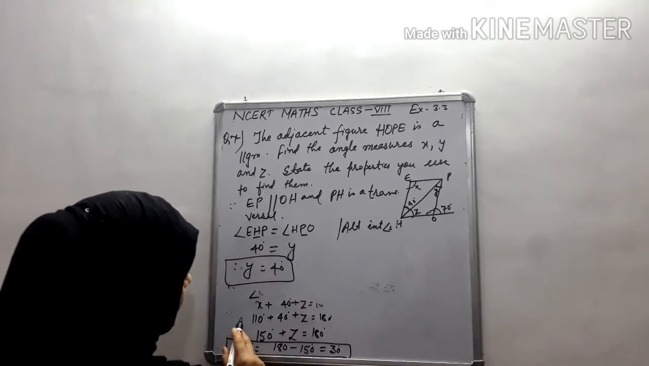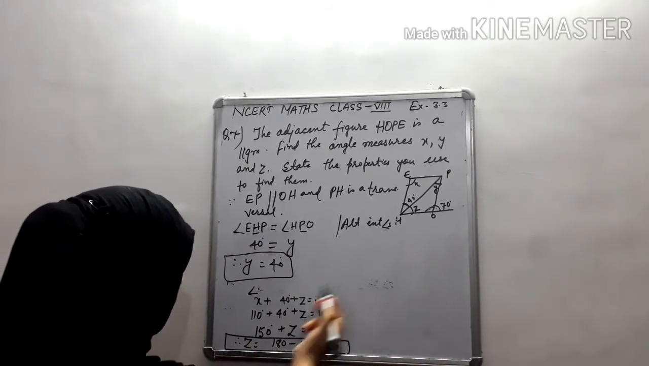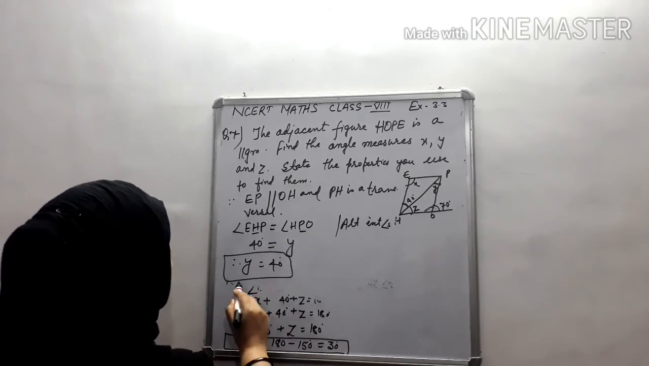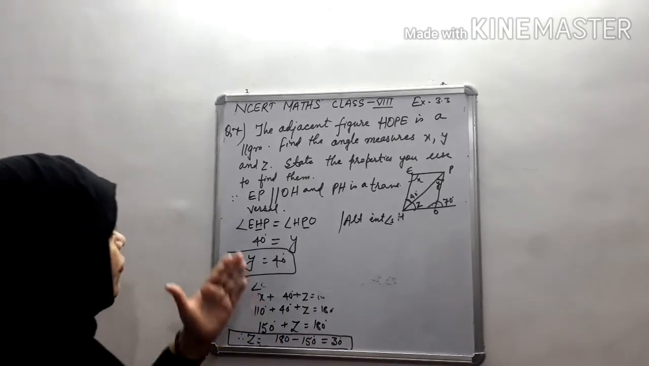Means here, the value of X is 110 degree, the value of Z is 30 degree and the value of Y is 40 degree. This is the answer of your question number 7.